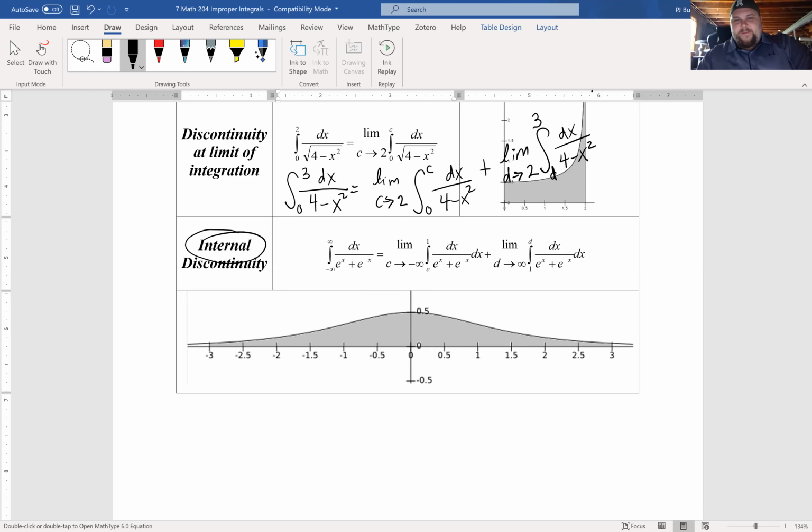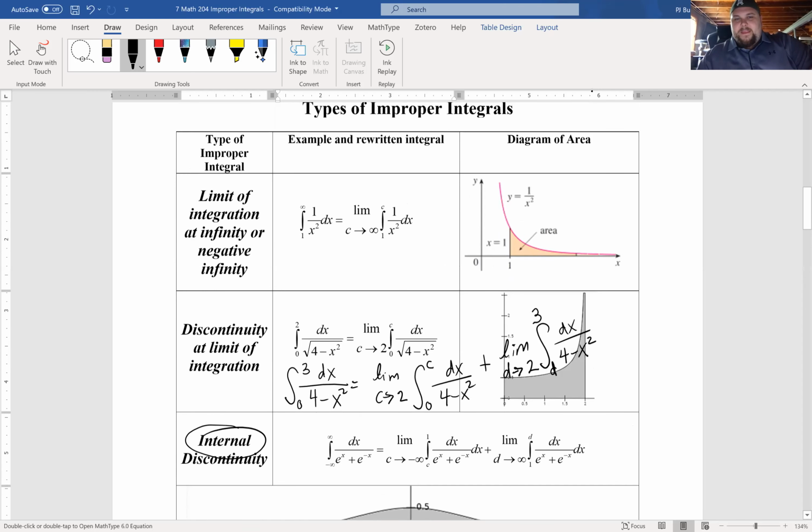So are there any questions about what it means to be an improper integral?